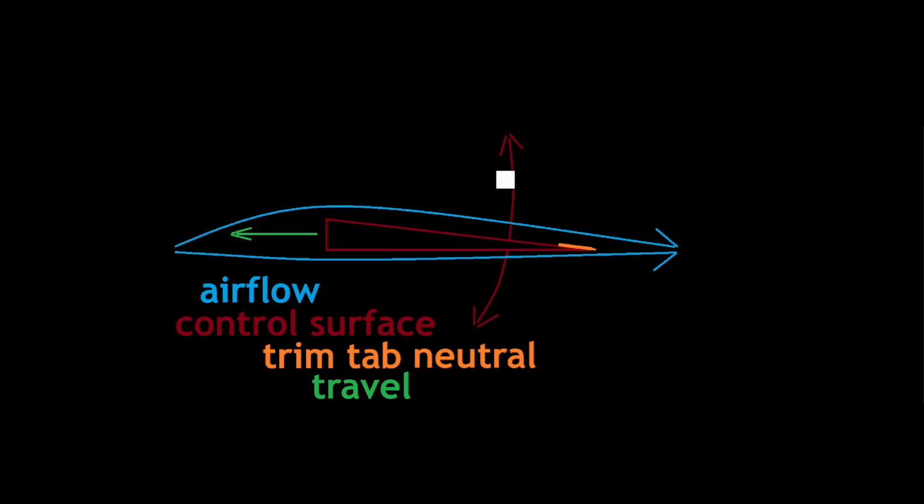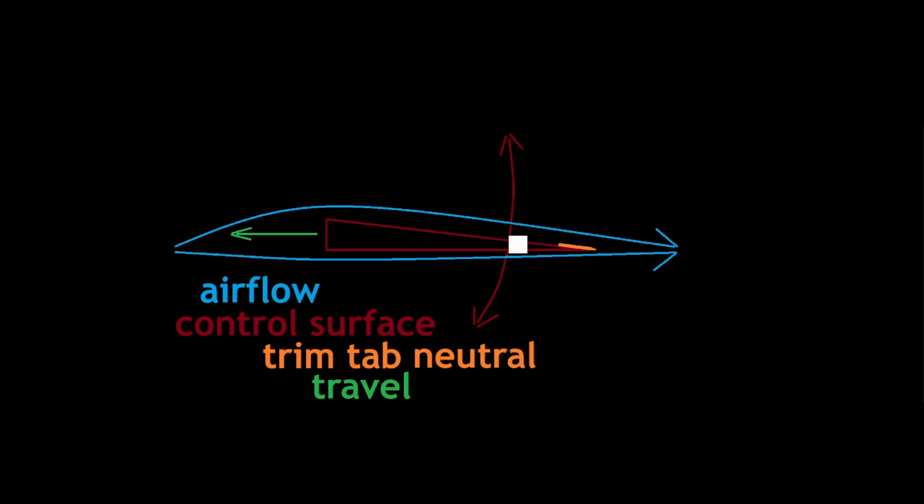And if no force is being exerted upwards or downwards, and there's a direction of travel against airflow, then this control surface will weather vane into the path of least resistance so that the airflow can go around it smoothly, and it'll just come into a natural resting position here.